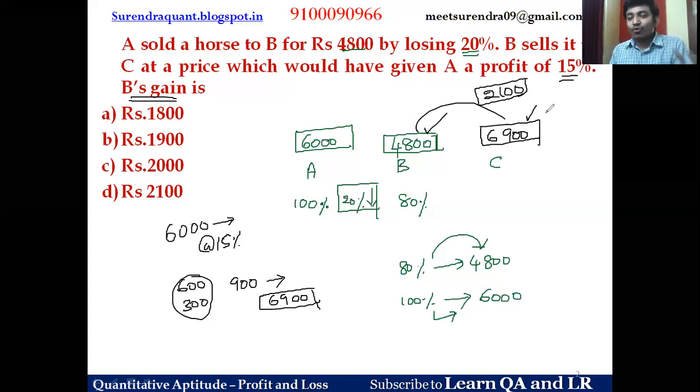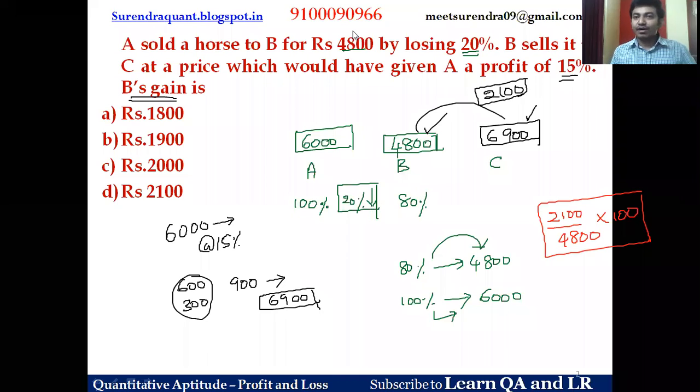If he asks what is the profit percentage, then it is profit by his cost price, which is 4,800, multiplied by 100 to convert into percentage. So this is the way to solve for the profit percentage, right? Okay, let's go for the next question.